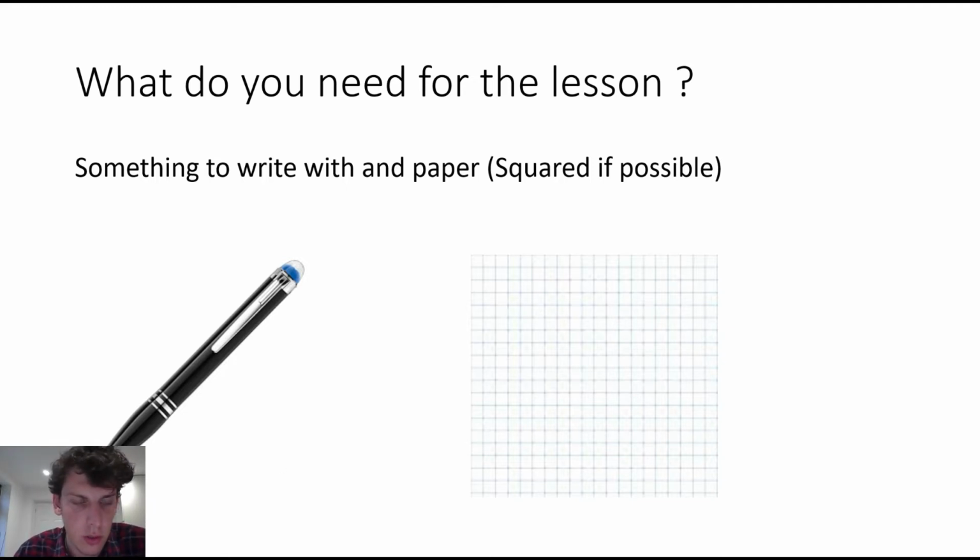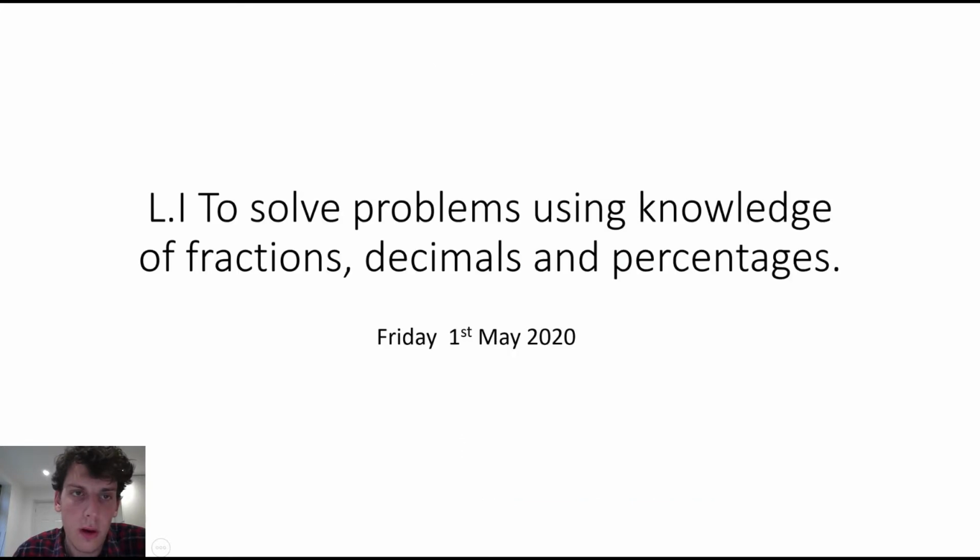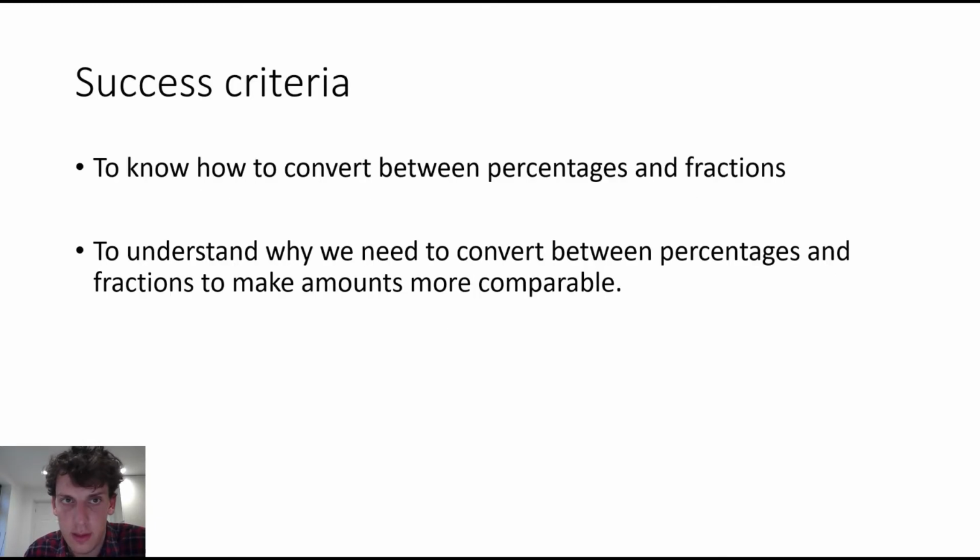So, what is the LI today, I hear you say? The LI today is to solve problems using knowledge of fractions, decimals, and percentages. Now the success criteria, remember, are the steps we need to take to achieve our objective. So these are to know how to convert between percentages and fractions. We have done that yesterday. And today is to understand why we need to convert between percentages and fractions to make amounts more comparable.